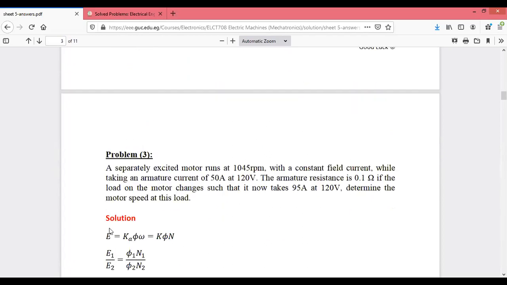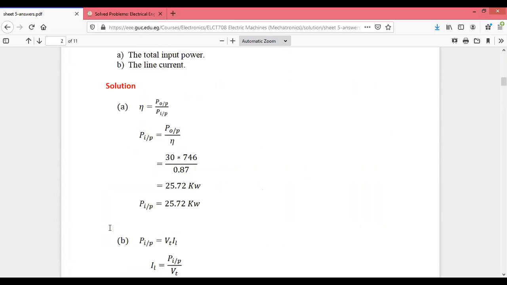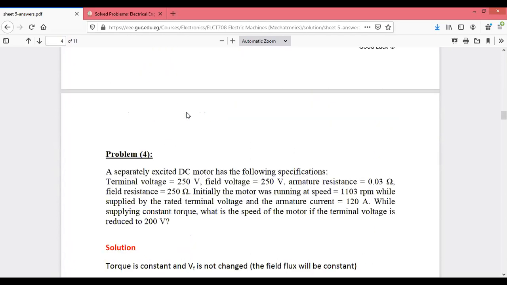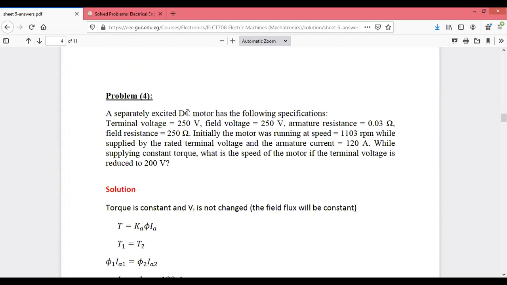Now again, that question was on a separately excited motor. The earlier two questions were on the DC shunt motor. Now again, here we have a separately excited DC motor with specifications like terminal voltage. It means what? Given input voltage 250 volt, field voltage VF. This is also the same value they have given. Armature resistance is the same. Field resistance 250 ohm. Initially the motor was running at 1103, which you can take as N, while supplied by rated terminal voltage and the armature current.